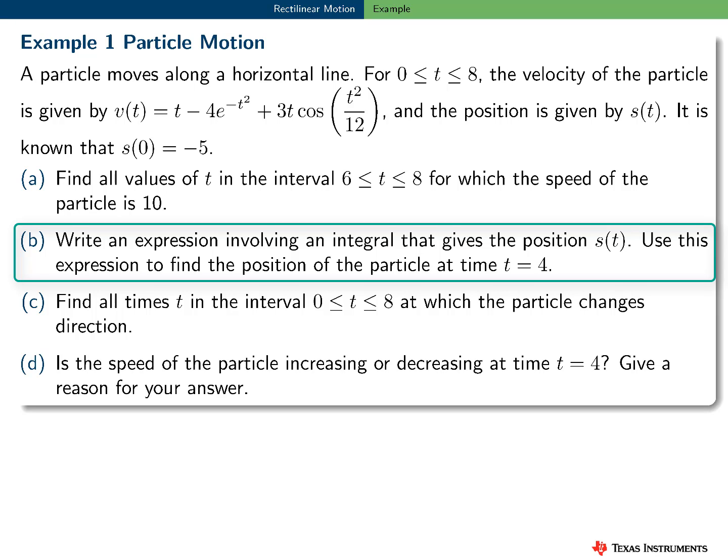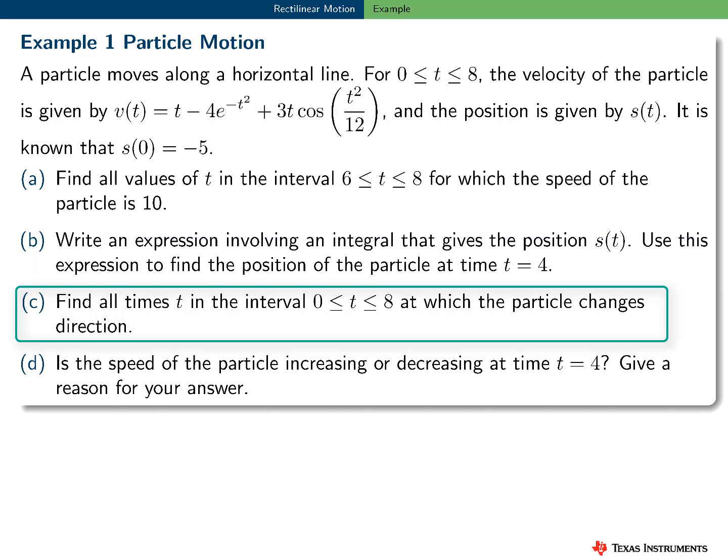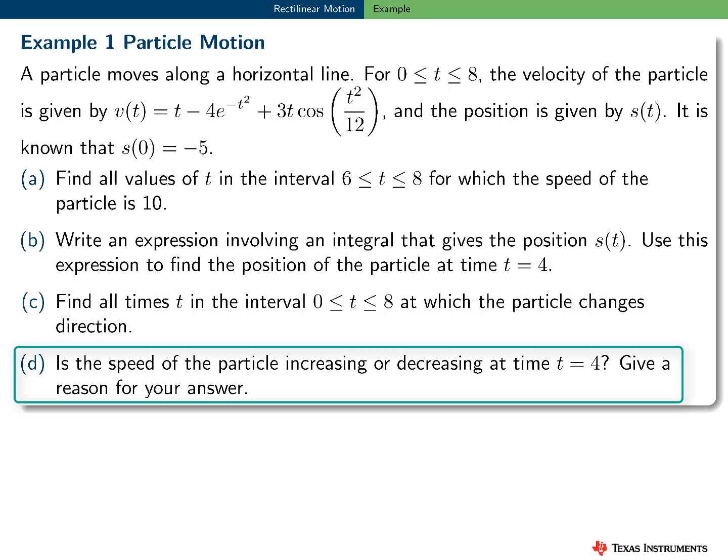And then let's write an expression involving an integral that gives the position s of t, and let's use that expression to find the position of the particle at time t equal 4. In part C, let's find all the times t in the interval 0 to 8 at which the particle changes direction. And finally, let's find out if the speed of the particle is increasing or decreasing at time t equal 4, and let's make sure I provide a reason for this answer.